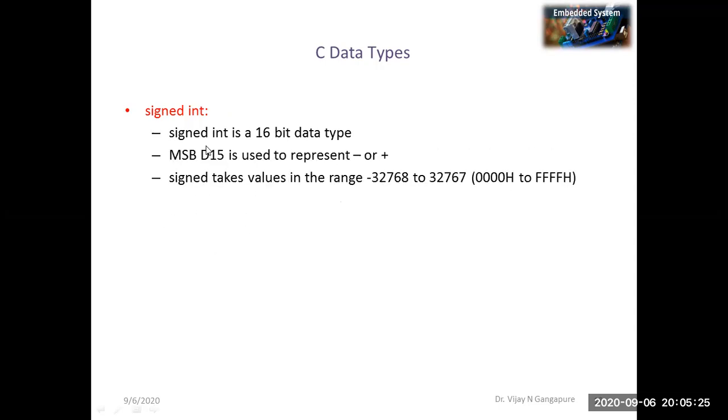Signed int is a 16-bit data type again, and the MSB, that is the D15 bit, is used to represent minus or plus. So the D15 bit will be 1 if the number is negative, and it will be 0 if the number is positive. Signed integer takes values in the range of -32,768 to +32,767.